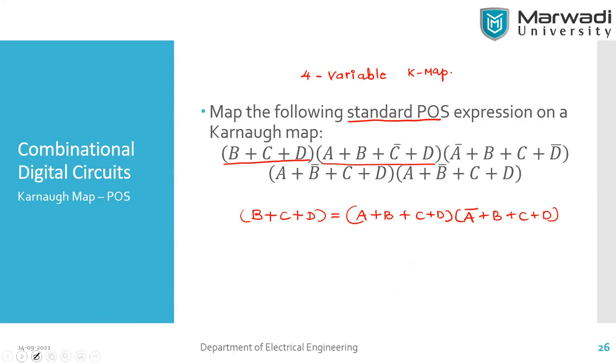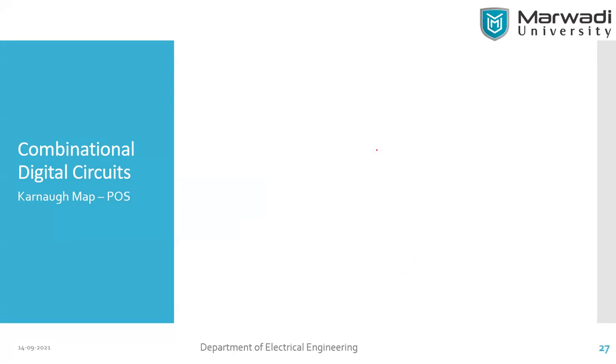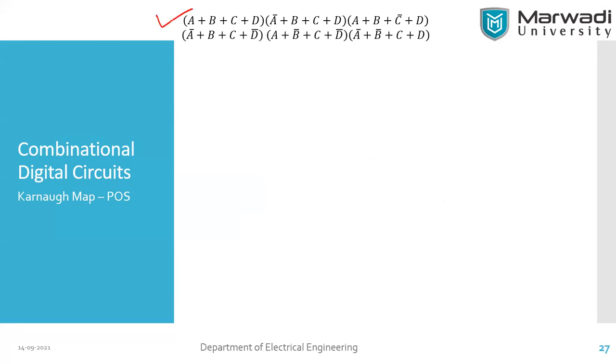Okay. So look at this. The first term is expanded. Other terms are kept as it is. Fine. So now the final equation is like this. A plus B plus C plus D. A bar plus B plus C plus D. A plus B plus C bar plus D. A bar plus B plus C plus D bar. A plus B bar plus C plus D bar. A bar plus B bar plus C plus D.